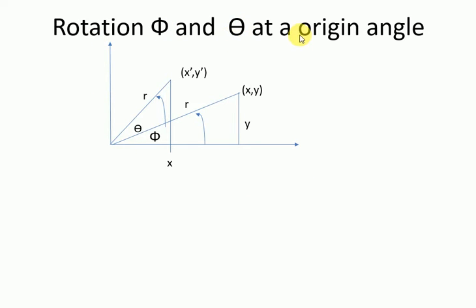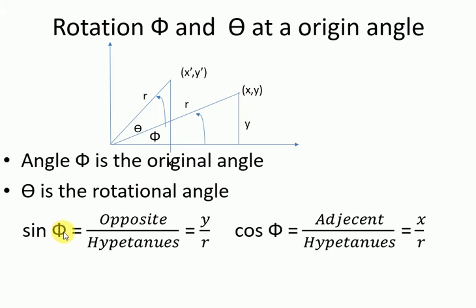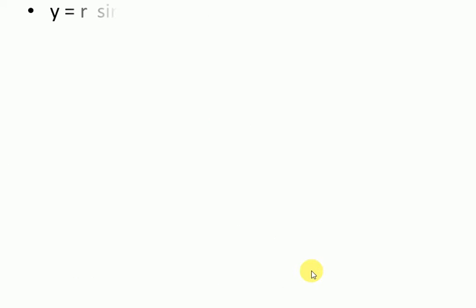Rotation by angle theta about the origin. Angle phi is the original angle, which is the given angle, and it is rotated by an angle theta. Theta is the rotation angle. Sine phi equals opposite side by hypotenuse, that is y divided by r. Cos phi is adjacent side by hypotenuse, that is x divided by r. So sine phi equals y by r and cos phi equals x by r. Multiplying, y equals r sine phi and x equals r cos phi.